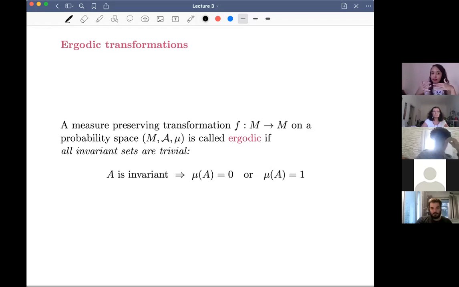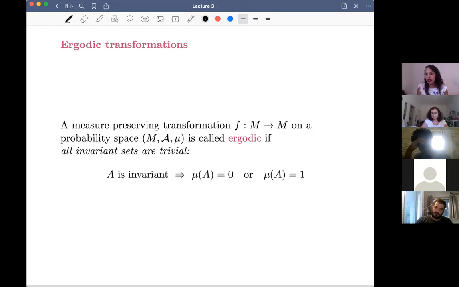And then to be ergodic means that all the invariant sets are trivial. Trivial from the point of view of the measure. What does it mean? If you have an invariant set, the measure of this set is either 0 or 1. Meaning that your invariant set is either nothing, an empty set, or it's the whole space from the point of view of the measure. So if you have an invariant set, a priori, you could divide your dynamics into the invariant set and the complement of it.